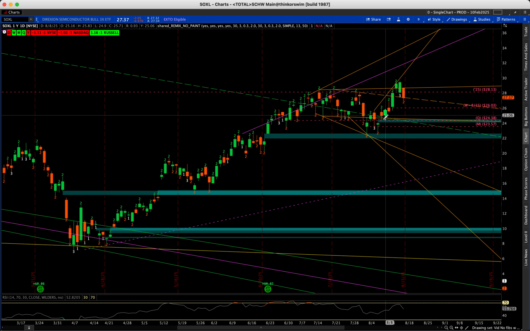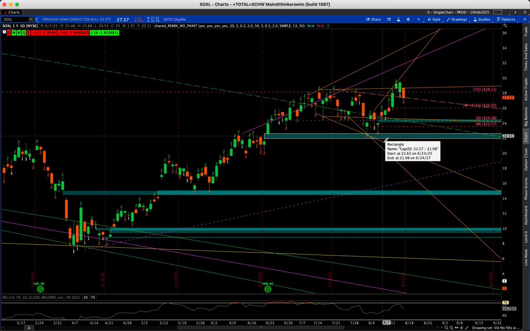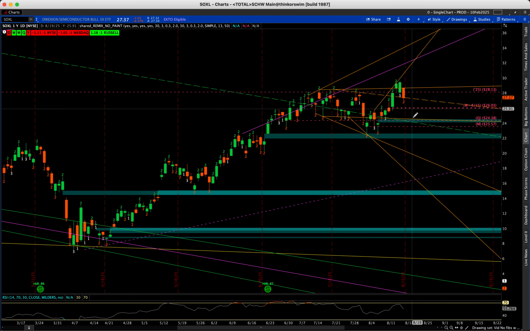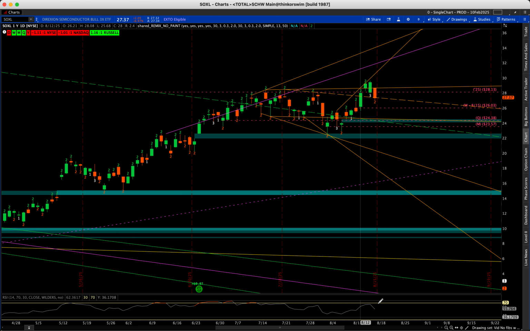But it looks like now we're starting to broaden this formation back out with this higher high and lower low here. So we've got to just watch out that we don't get these two filled, right? We had a pretty solid red day to the downside.